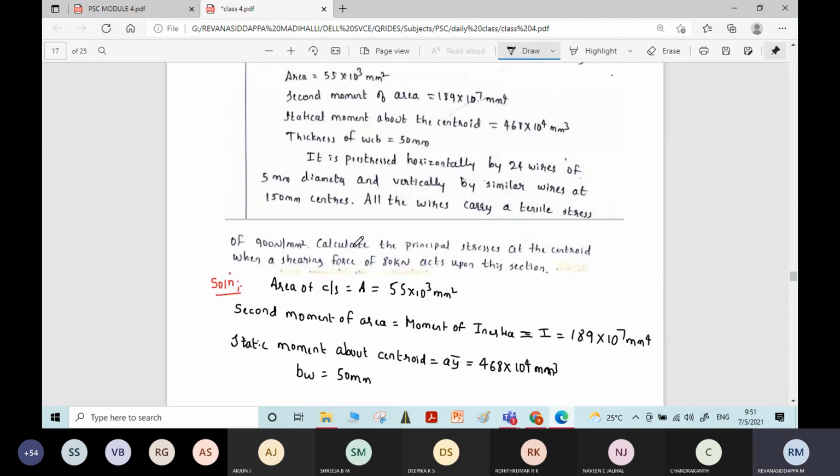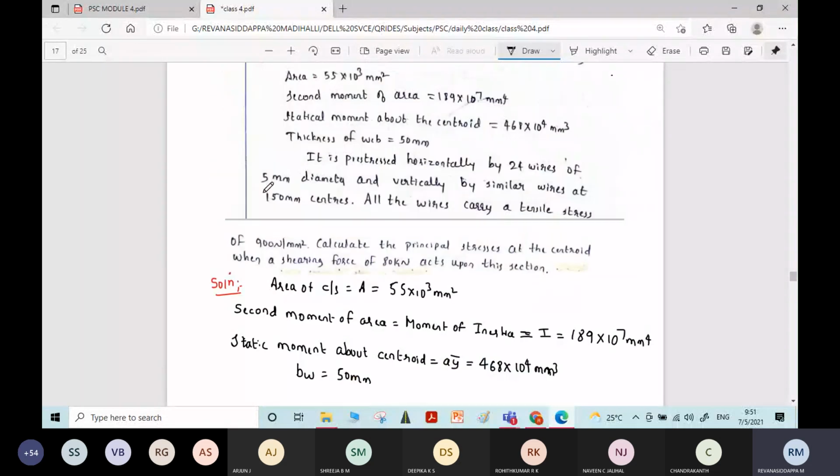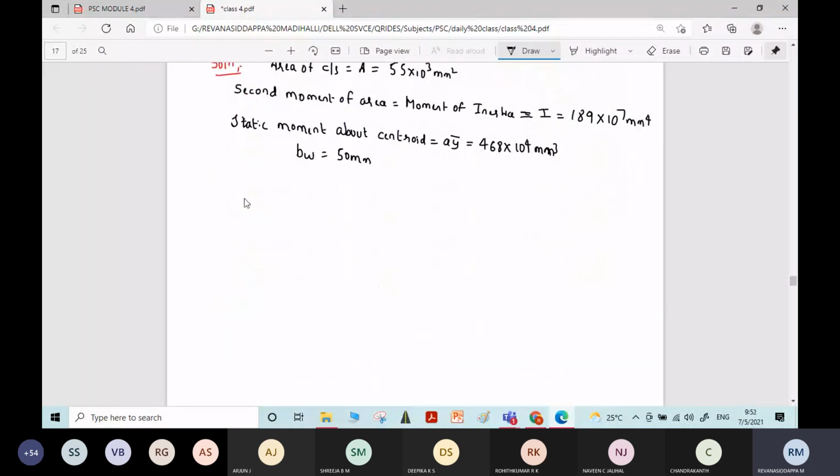Then what else is given? It is pre-stressed horizontally by 24 wires of 5 mm diameter. Calculate the total area of pre-stressing steel. There are 24 wires having 5 mm diameter. What is the total area of cable? Area of cables is equal to area of one bar, pi d square by 4, into 5 square by 4 into 24 numbers. What is the answer? Yes, 471.23 mm square.